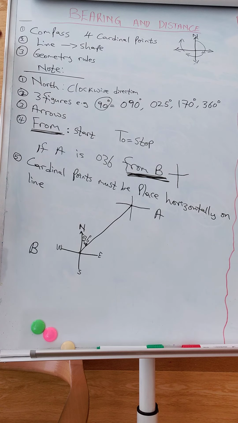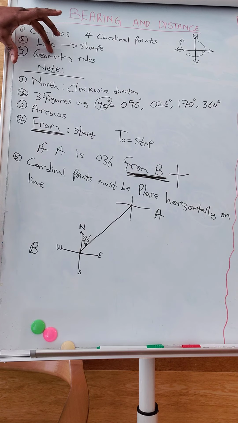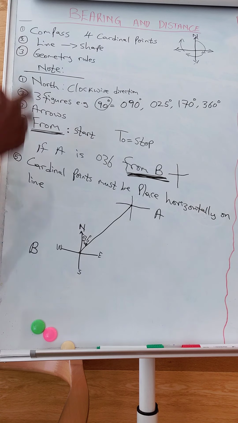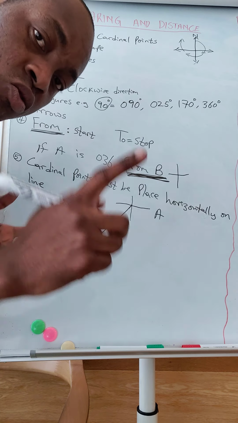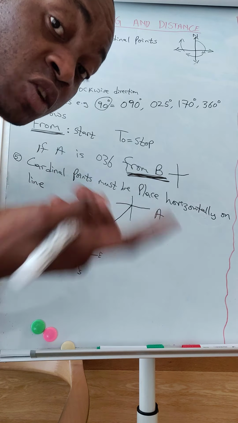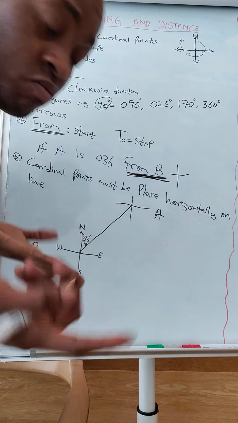Once again, under bearing, you will come across four cardinal points. You will come across lines, and you will come across geometric rules, which are the simplest ones: alternate angles, opposite angles, and corresponding angles are equal. It's very simple.